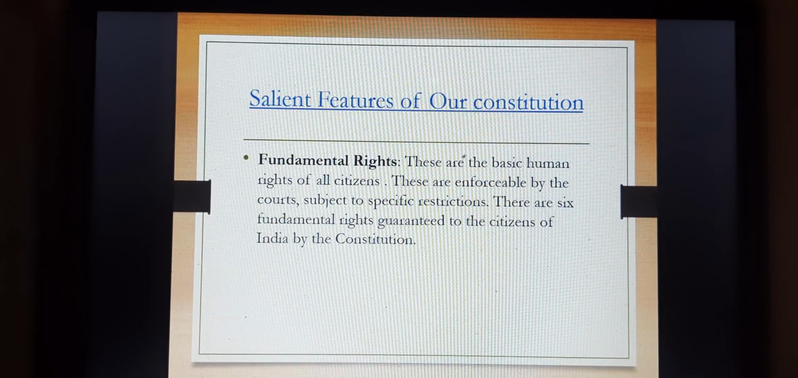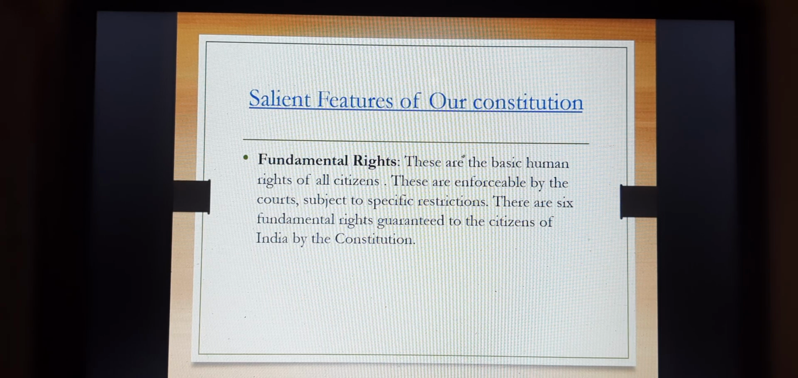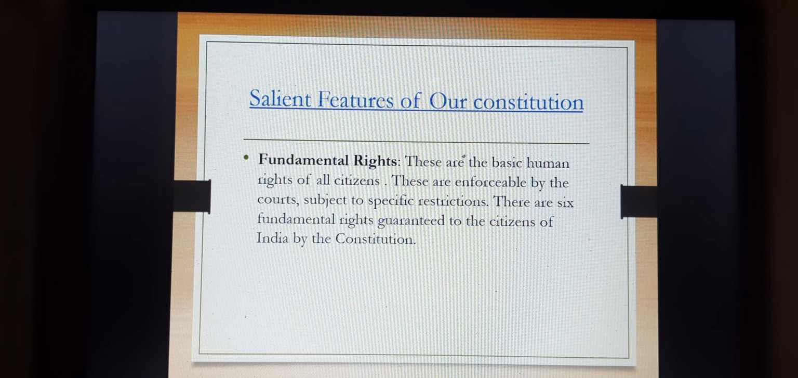Next salient feature is your fundamental rights. Important because it is talking about ourselves only. Each and every citizen of our country has certain fundamental rights. These are the basic human rights of all citizens, like you, like me, like everyone in this country. These are enforceable by the courts.